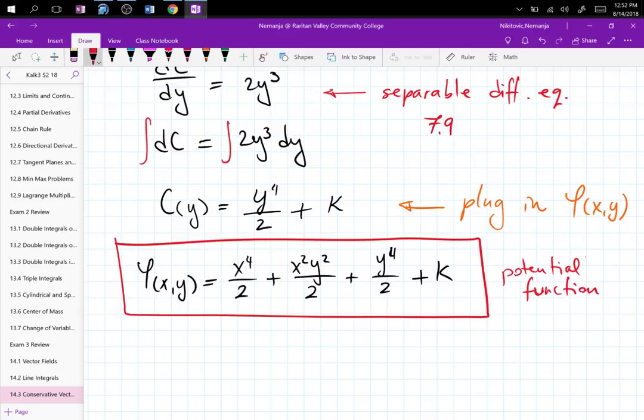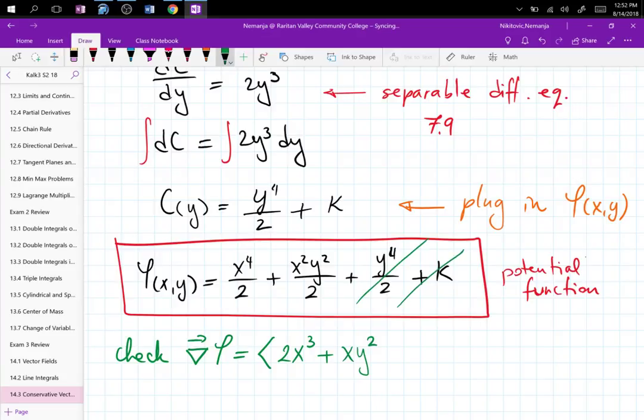Now, check. Del of phi is going to be a vector of first partial derivatives. Partial derivative in respect to x is going to be 4x cubed over 2, so 2x cubed, plus 2x, 2 and 2 cancel, x y squared. The derivatives of these two guys are going to be 0 because they have no x in it. So that's the first one, comma, and now in respect to y.